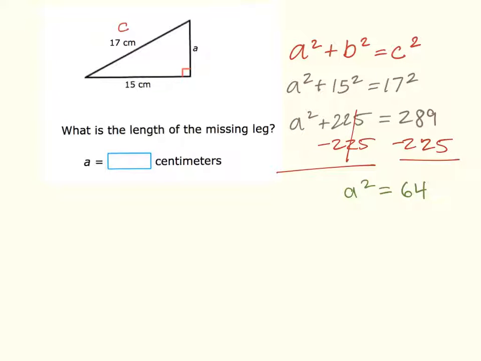But now here we are, just like we were in the last ones. Our final step is going to be to take the square root of both sides. Square root of A squared is A. Square root of 64 is 8. So our answer is 8.